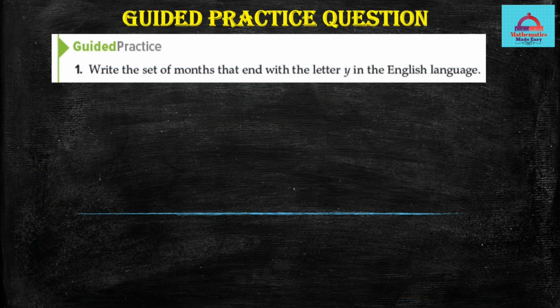Okay, let us solve one more last question together, which is again I've taken from your textbook from the guided practice. I'll read the question for you now. Write the set of months that end with the letter Y in the English language. So first of all, I want you to know that it is quite a well-defined set. So you are taking what? You are taking the set of months. Okay, and you know your months have a specific name and we are considered only for English language. So let us write all of them and then we'll select the ones that we need.